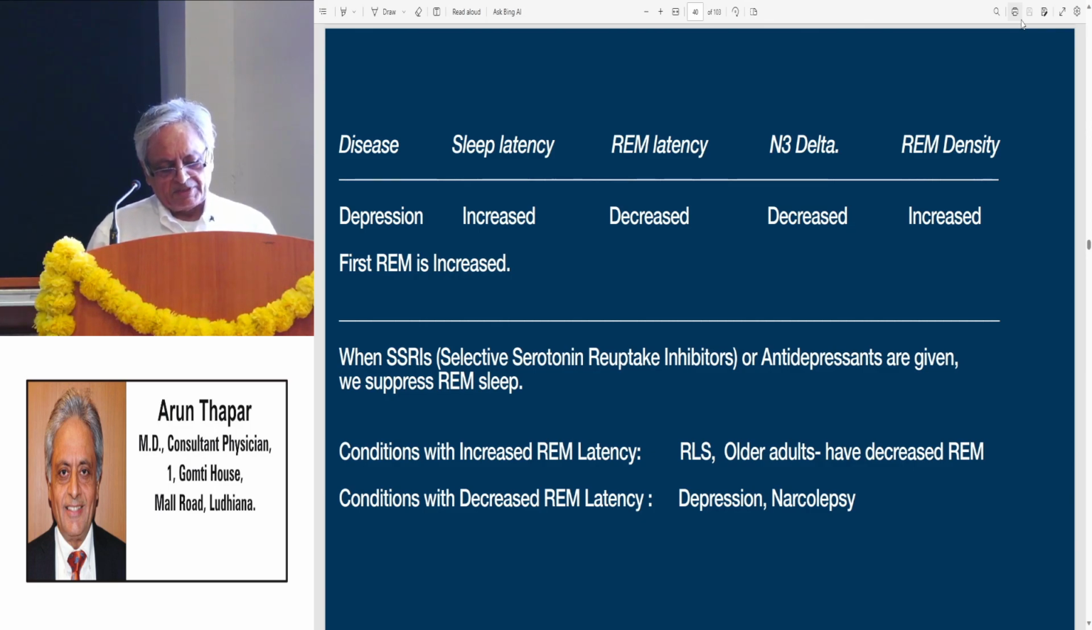If we give antidepressants or SSRIs, we suppress the REM sleep. That's the treatment part, how we do it.